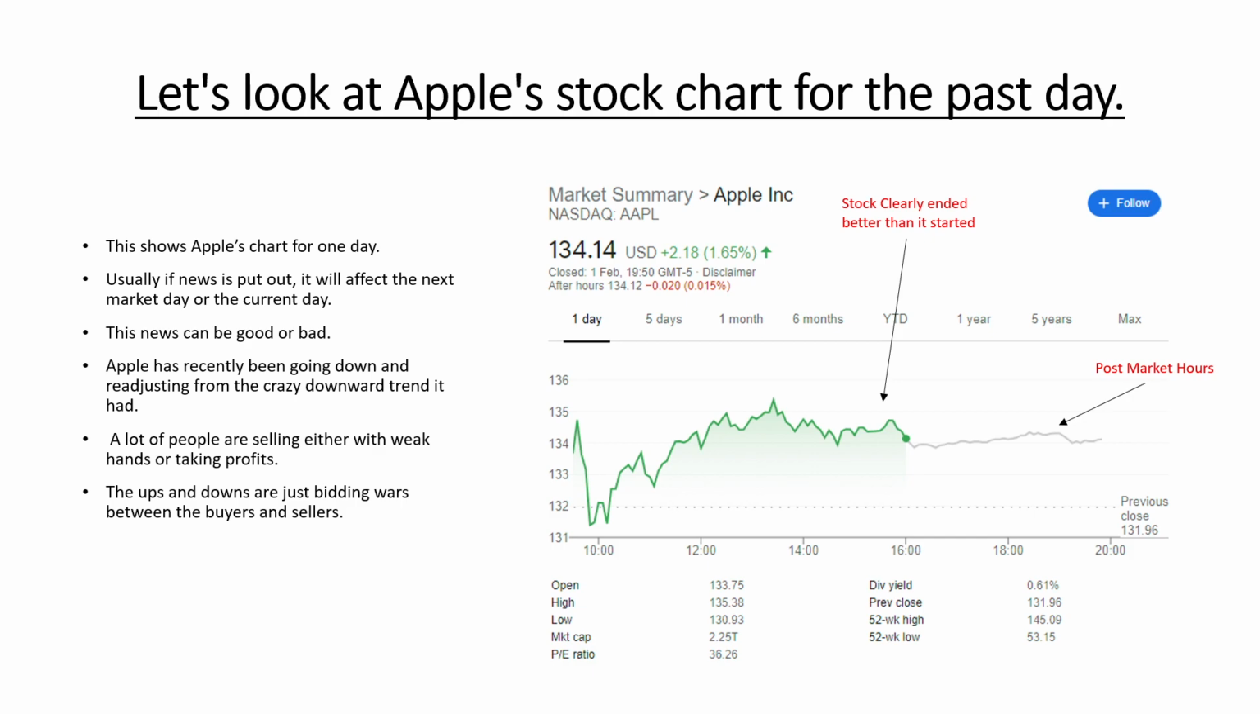Now you can see the chart goes up and down quite frequently, and this is just because of buyers and sellers. But overall the stock did end better than it started. And you can see that there's a grey line here, which is post market hours, which I will need to go into, because this can help you predict the next day in the stock market using the previous day.